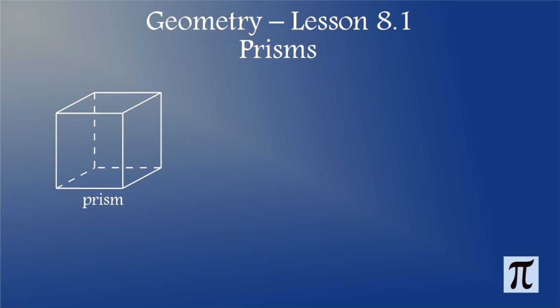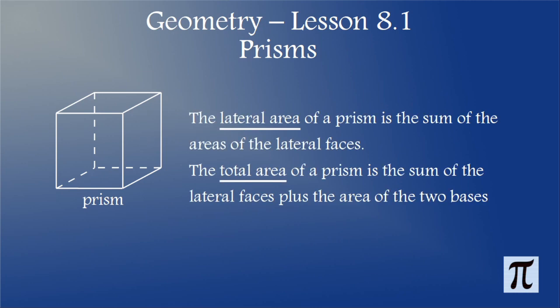Next, let's go back to this original prism. Let's talk about the area of this one face. Specifically, we want to talk about the lateral area. The lateral area of a prism is the sum of the areas of the lateral faces. So in this prism shown, there would be 4 lateral faces that we would need to add up. The total area of a prism is the sum of the lateral faces plus the area of the two bases. So that would be a sum of all 6 sides of this prism here.